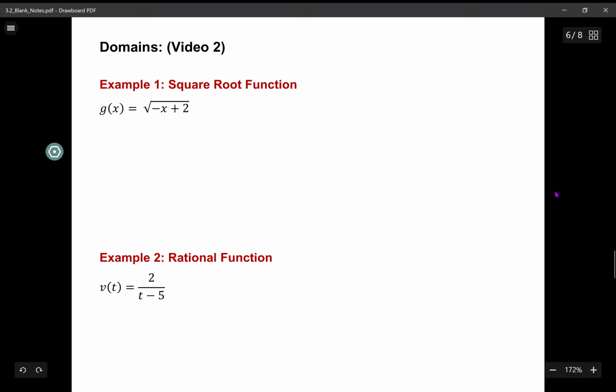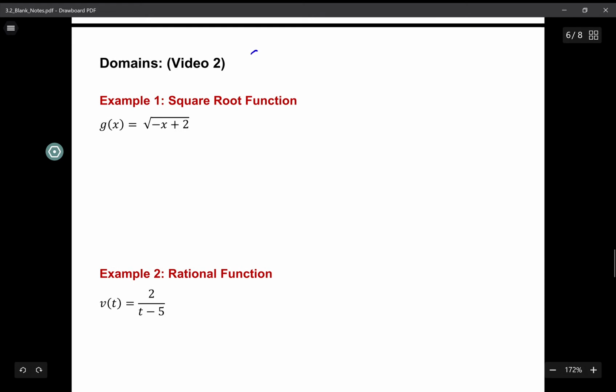Right, welcome back. This is the second part of 3.2. So 3.2 video number 2, and we're going to continue talking about domains. In the first video, we practiced learning how to write all the domains, and now we're going to practice how to find them. Let's do our first example.